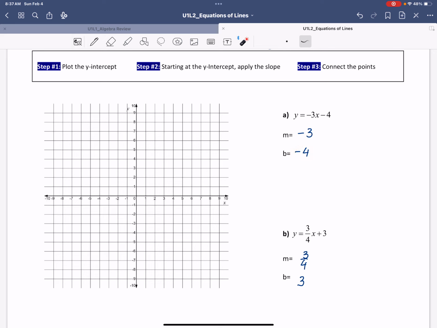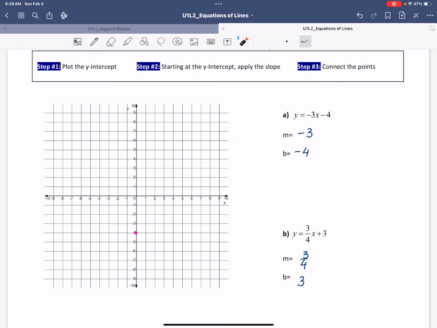It is very easy to start graphing the equation of a line from the y-intercept. So since the y-intercept is equal to negative 4, it means that the line will pass through y equals negative 4 on the y-axis. So we'll start off by marking the y-intercept, and next we have to apply the slope.